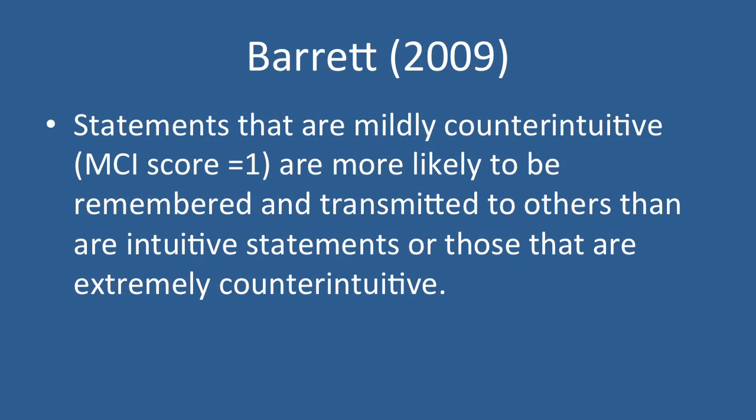Barrett's study in 2009 shows that statements that are mildly counterintuitive are more likely to be remembered, even more than those that are intuitive or extremely counterintuitive. I'll get to the scoring system in a little bit, but mildly counterintuitive would therefore be between things that are intuitive and things that are extremely counterintuitive. So sort of a middle range, which the scoring system will be 1.